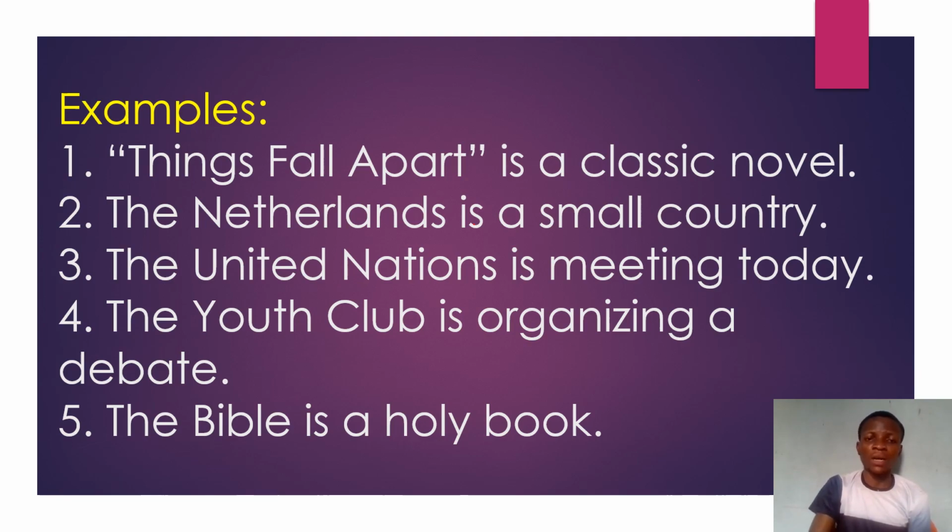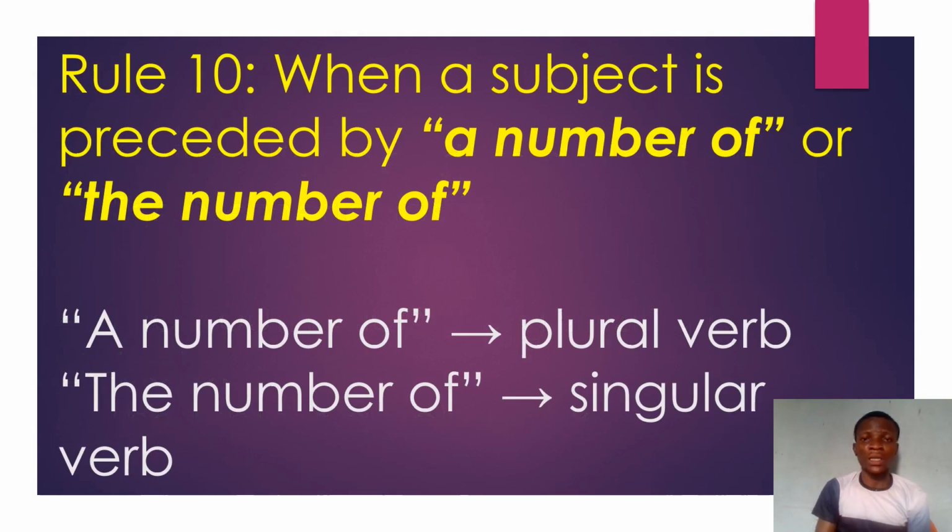So let's check our next rule. Yes, rule 10. When a subject is preceded by "a number of" or "the number of": "a number of" will attract a plural verb. Don't mistake this. When you see "a number of," it will attract a plural verb. When you see "the number of," it attracts a singular verb.